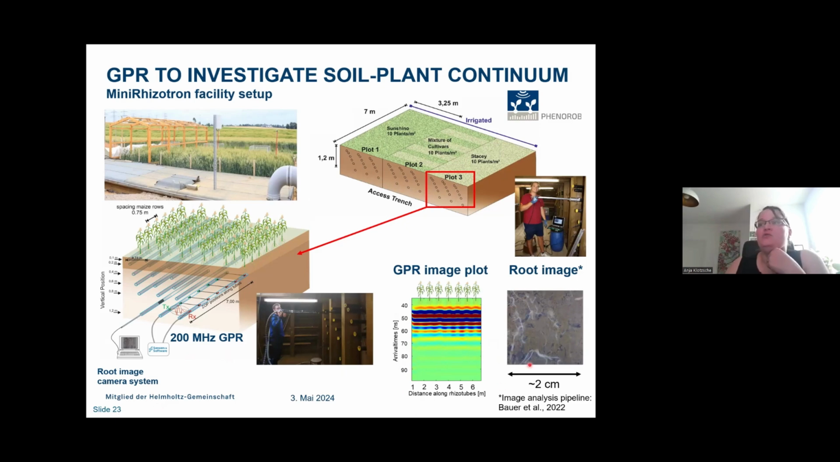And at this time, we had 2 by 2 centimeter images. And luckily, there is now a pipeline that calculates the amount of roots and derives the root volume fractions automatically. That makes life much easier.